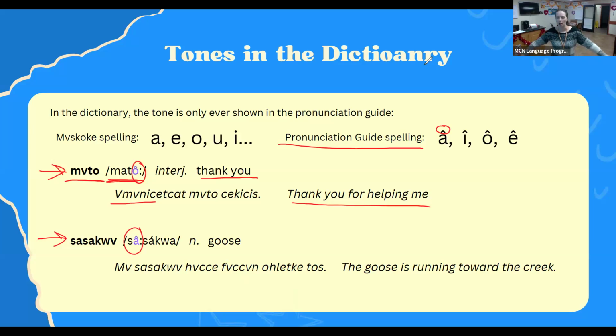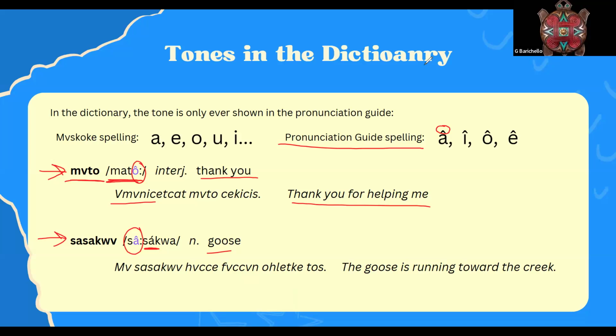If I can even say it that way. Sasagwa. It's not sasagwa. So it has the tone, but this is still the important piece. So sagwa. Goose. Ma sagwa hachi fachan oflikidos. Oh, okay.